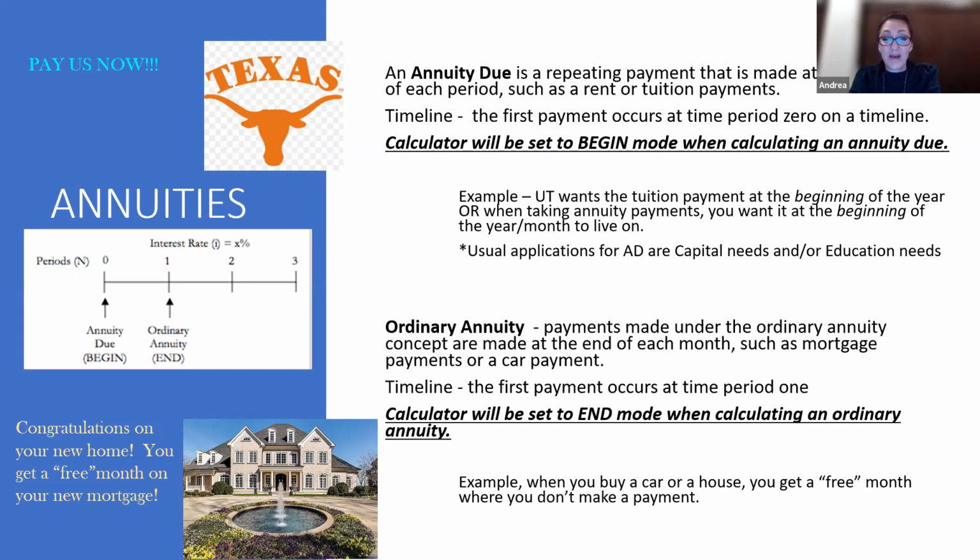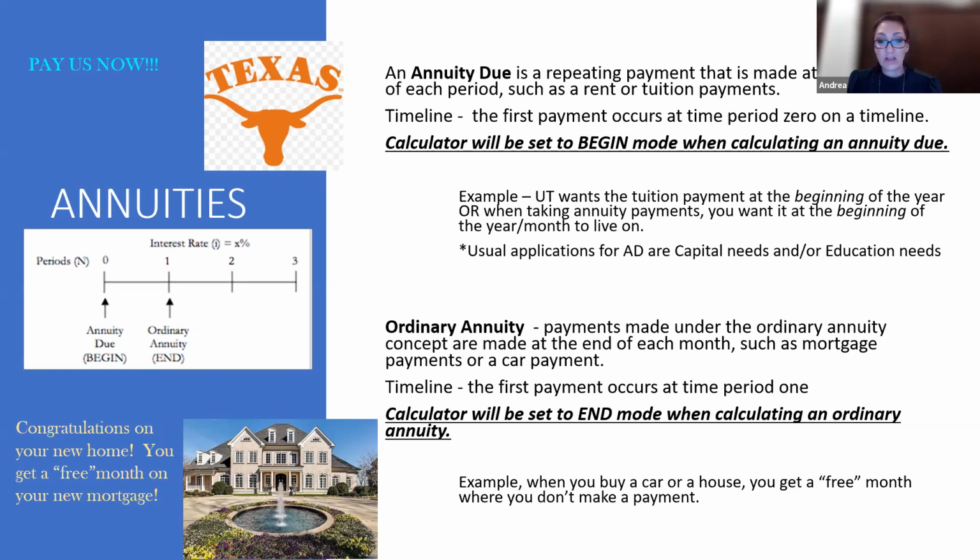But an annuity due is a repeating payment that is made at the beginning of each period, such as rent or tuition. So if you see a tuition question or a rent question, that payment is going to be in the begin mode. That's where you're going to set your calculator. UT wants their payment at the beginning of the school year. Or if you are taking an annuity payment, you want it at the beginning of the year to live on. You usually will use annuity due for capital needs and for education.